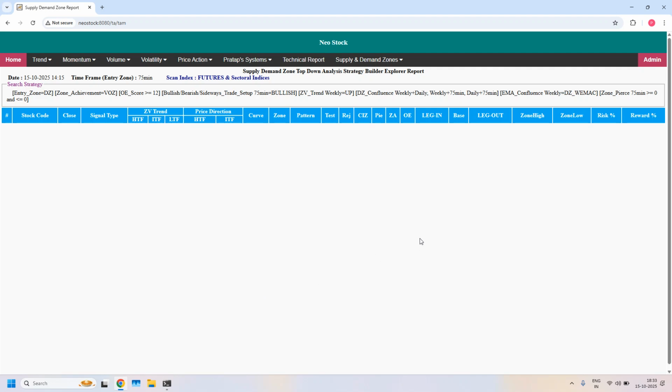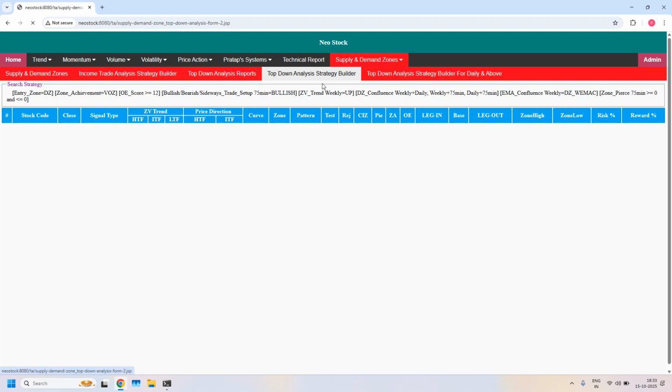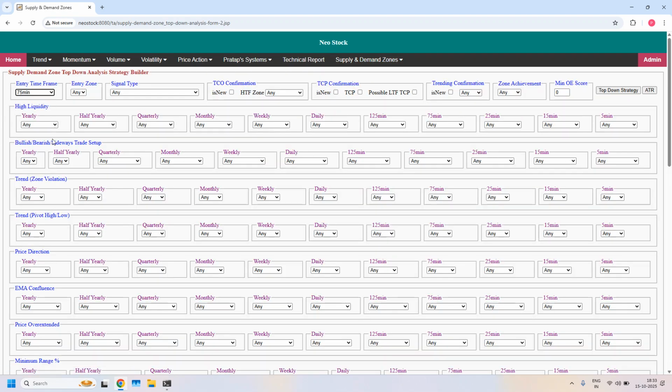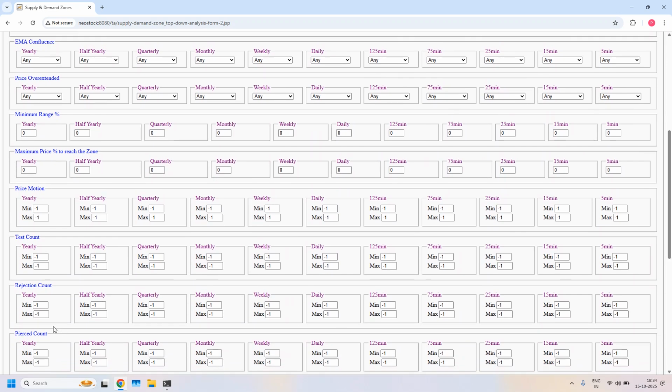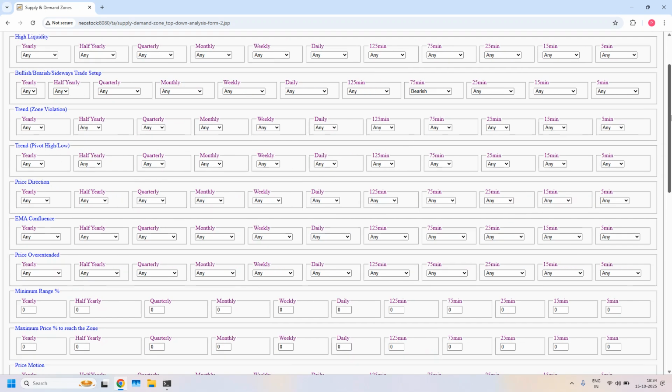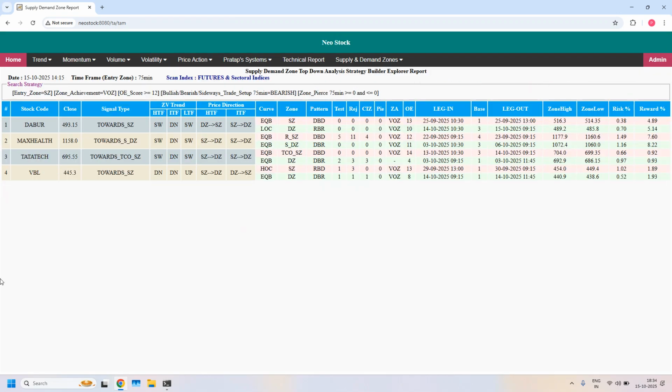Okay. Next report is bearish trade setup for weekly income trade. Entry time frame 75 minutes. Entry zone supply zone, bullish or bearish at 75 minutes. Selecting bearish. Zone achievement violated, minimum odd enhancers score 12, and 75 minutes supply zone should not be pierced. So in the pierced count at 75 minutes time frame, minimum value 0, maximum value 0. With these filters, we got 4 stocks. These 4 stocks are supporting bearish trade setup for weekly income trade.